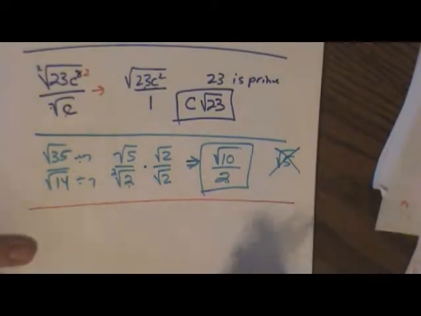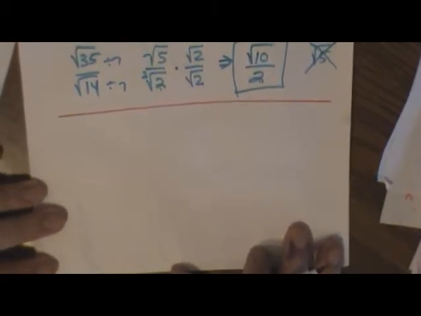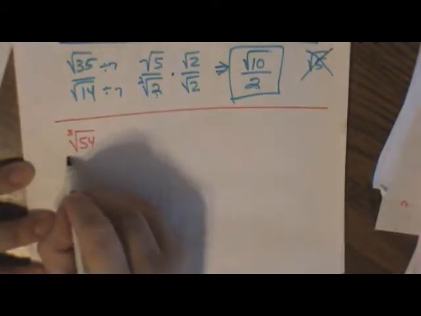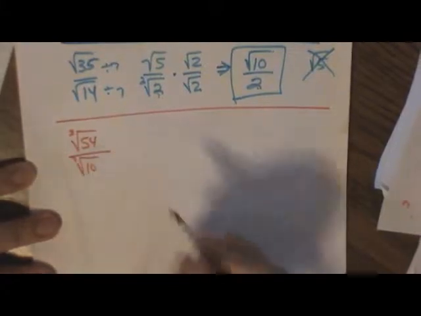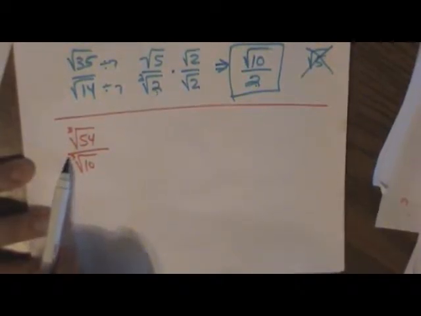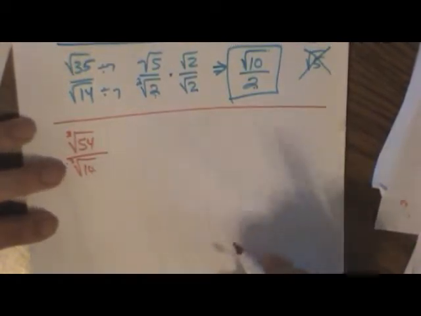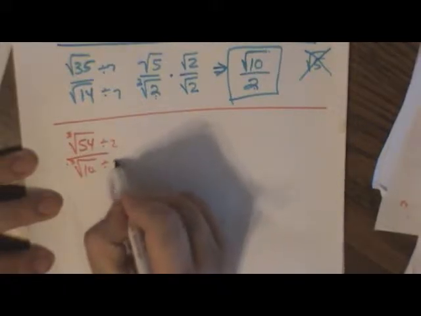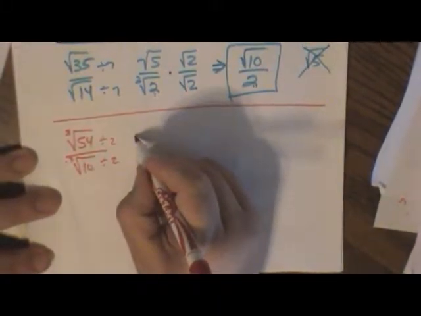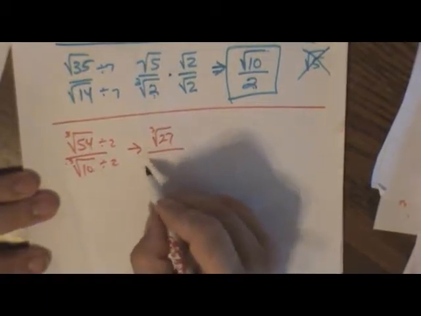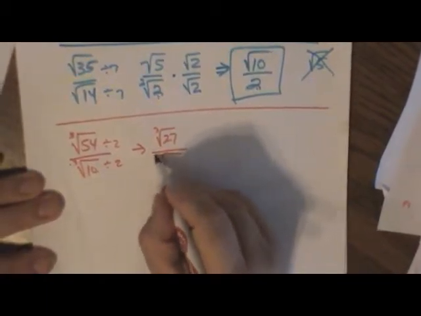Okay. Let's try a new one. We have the cubed root of 54 divided by the cubed root of 10. Since both of these have the same indexes, we could write it as one fraction, and they're both inside, so we can divide by something they have in common, and they just happen to have a 2 in common. So let's divide each one of those by 2. The top one would now be the cubed root of 27 over the cubed root of 5.